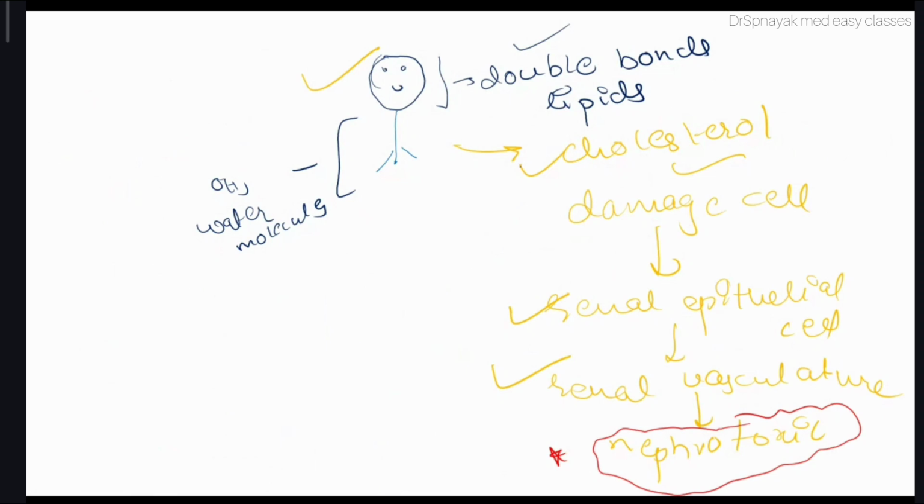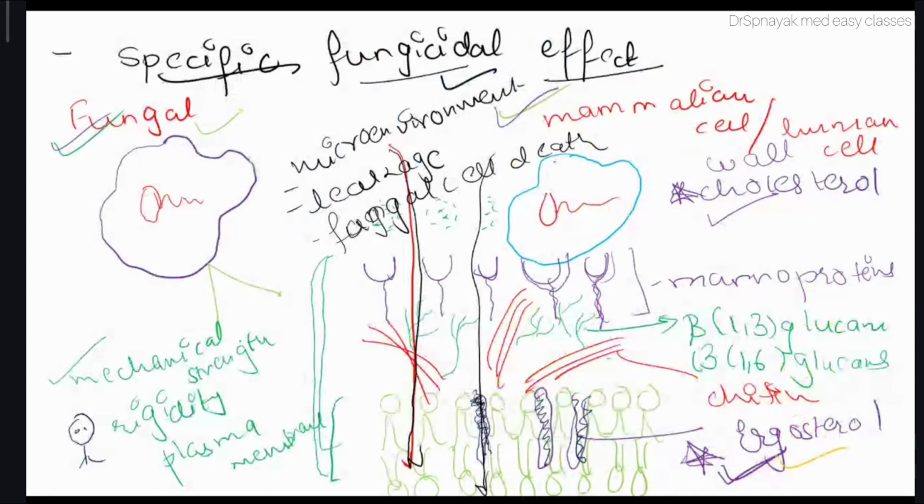For this reason, amphotericin B is nephrotoxic, because it has an affinity for the cholesterol present in the human cell as well. Apart from the ergosterol present in the fungal cell, it will damage the cell, particularly the renal epithelium, and cause nephrotoxicity. Now, this was the mechanism of action of amphotericin B.